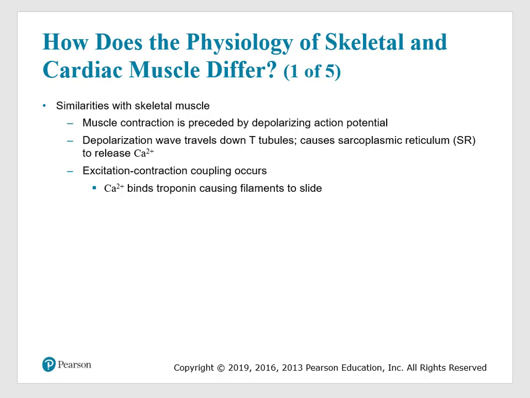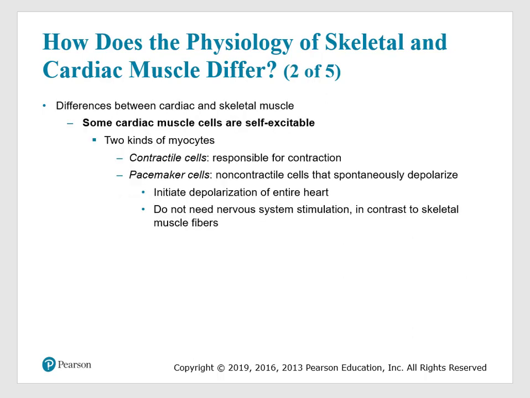Similarities: you still have the muscle contraction proceeding by depolarization, action potential. You still have the impulses traveling down the T-tubule. A release of calcium through the sarcoplasmic reticulum happens. You still have the excitation contraction coupling where the calcium binds troponin. All of these are similarities to your skeletal muscles. So for your test purpose, you might want to go through the similarities and differences between cardiac and your skeletal muscles itself. So here you're looking at the differences between these two muscles.